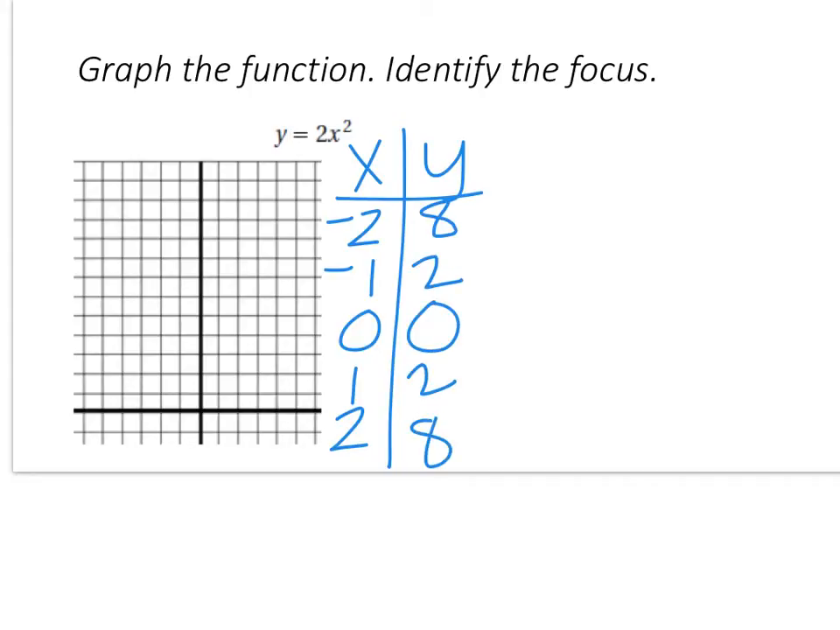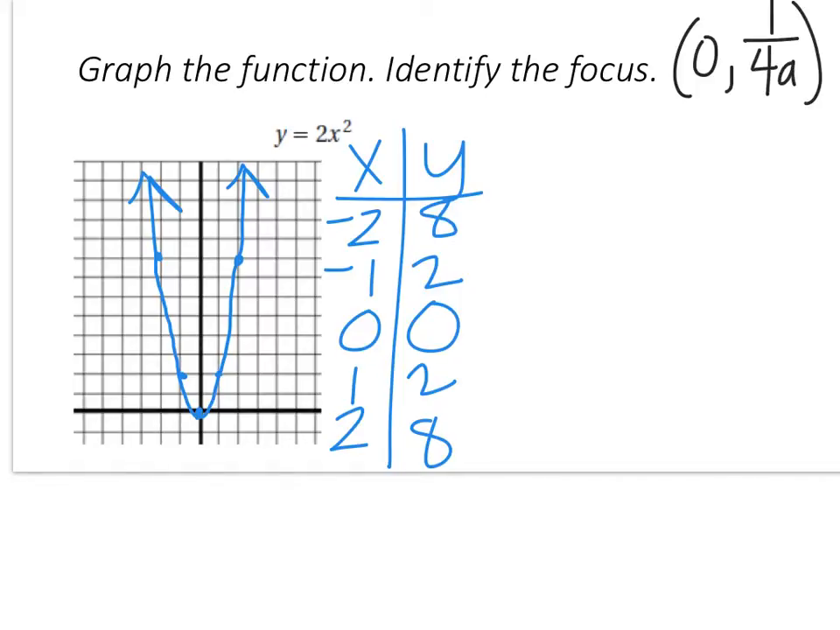So let's go ahead and graph this. -2, up 8, right there. -1, 2. 0, 1. Okay, so I went ahead and graphed this like we were asked to do. The second part again is to find the focus. I like to write the coordinate each time because it helps me remember how to find the focus.